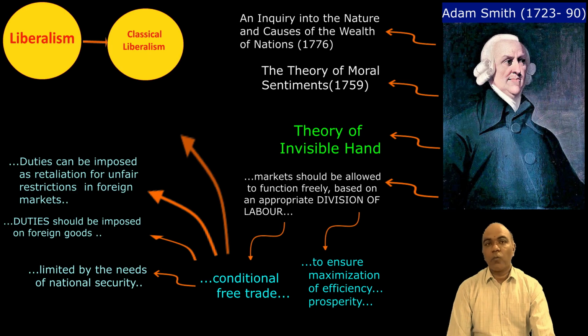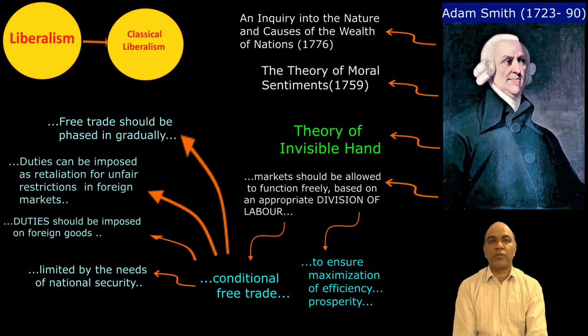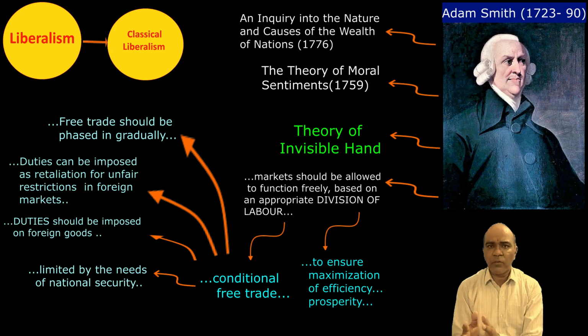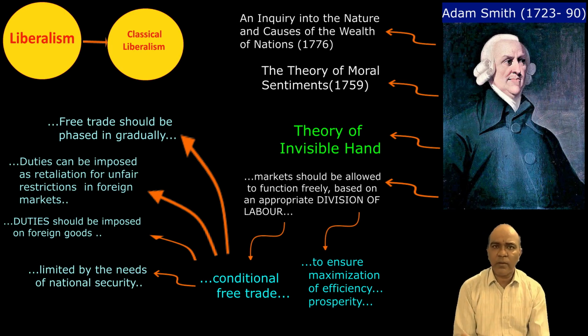The fourth condition is that free trade should be phased in gradually so that domestic industry and labor have time to make the adjustments necessary to deal with the heightened levels of international competition. Adam Smith thus tempers his argument with an understanding both of the mercantilist practices prevailing at that time and of domestic political realities.